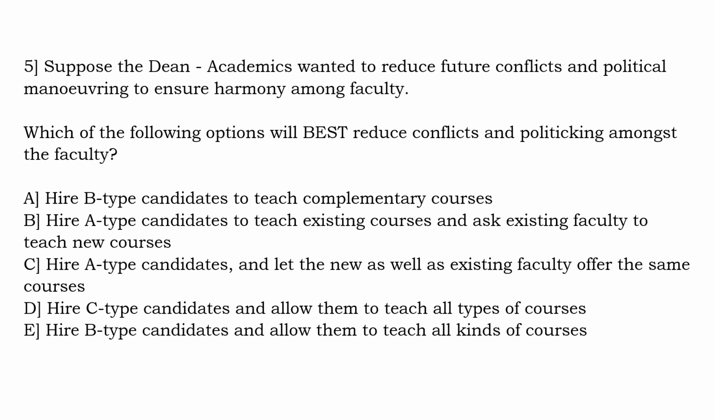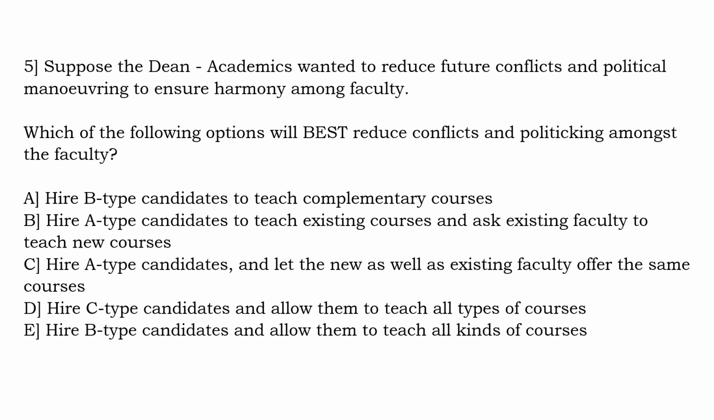So you need to keep this in mind, because when will you have conflicts and political maneuvering? When there is some kind of ego clash between the existing faculty and the new faculty. So this is what you have to keep in mind when you try to find a solution to the issue here. So which is the best option that can reduce the conflicts and politicking among the faculty? This is the question. So going by the options, hire B-type candidates to teach complementary courses. Good answer. When you hire B-type candidates, they are only going to teach complementary courses. They will not be teaching the existing courses, as existing courses will be handled by the existing senior faculty themselves.